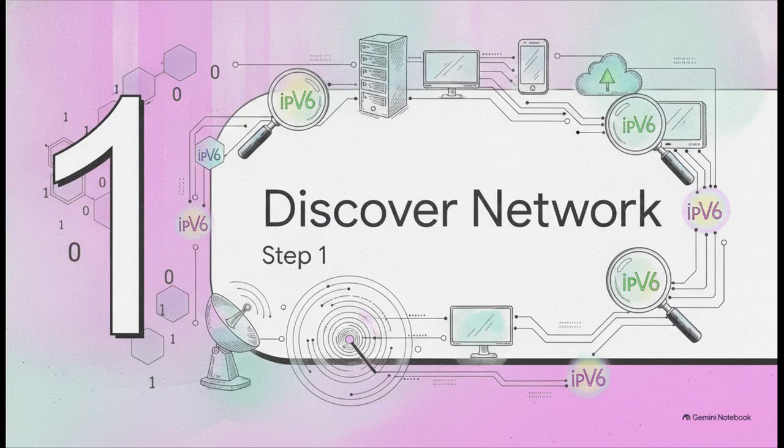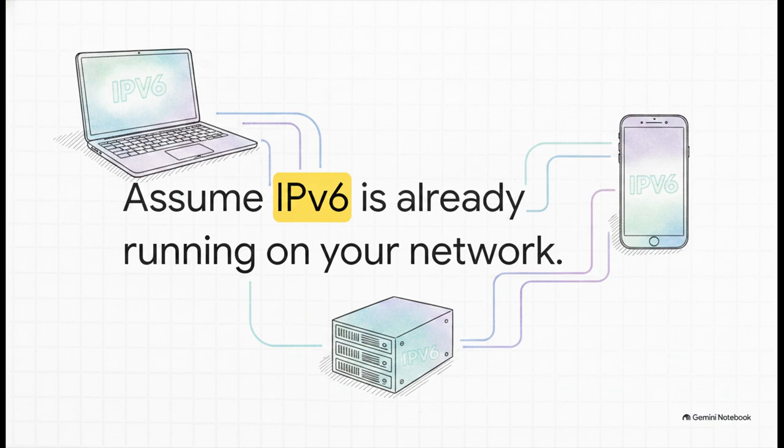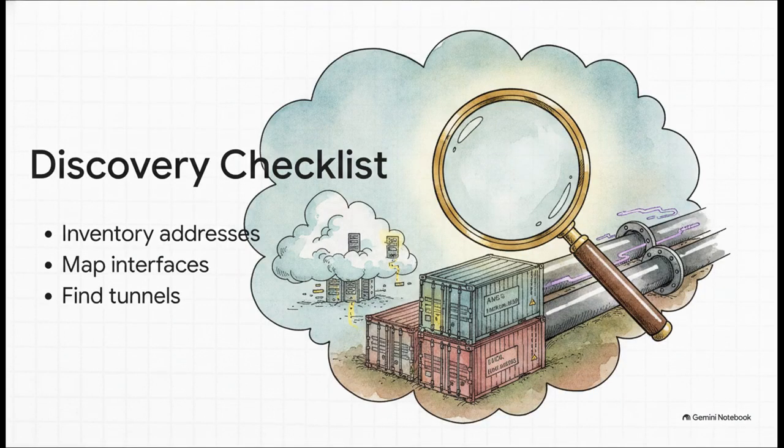Starting things off with Step 1, discover your network. Okay, the absolutely crucial point here is a massive shift in mindset. You literally must audit every single device with the baseline assumption that IPv6 is already active in your environment. Look, IPv6 is turned on by default on pretty much every modern operating system. Windows, macOS, Linux, iOS, Android, you name it. It is running on your network right now, whether you actually provisioned it or not. Crazy, right?